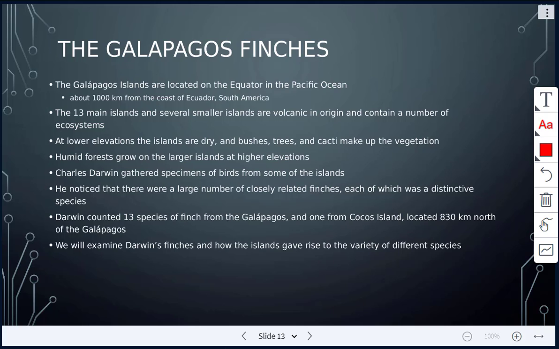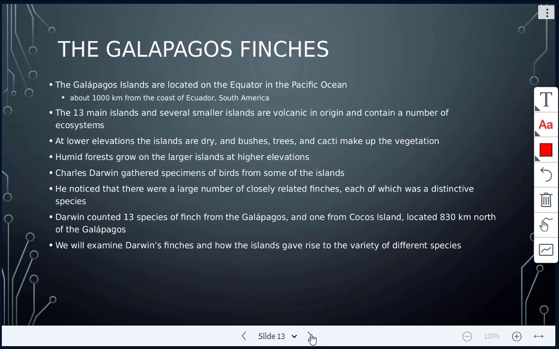So Charles Darwin was a scientist. He gathered specimens of birds from some of these islands, and he started to notice that there were a large number of closely related finches, but each of which was a distinctive species. All right, so they were all finches, but they were different species of finches. So he counted 13 species of finch from the Galapagos, and there was one from the Cocos Island, which was located about 830 kilometers north of the Galapagos. So we're going to look at some of these Darwin's finches and how these islands gave rise to the variety of different species.